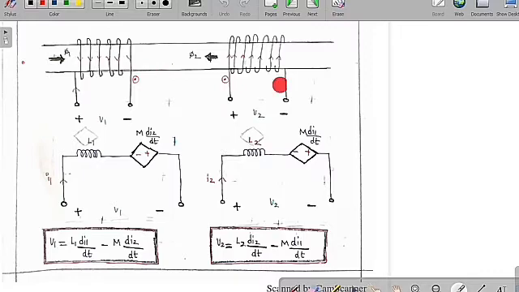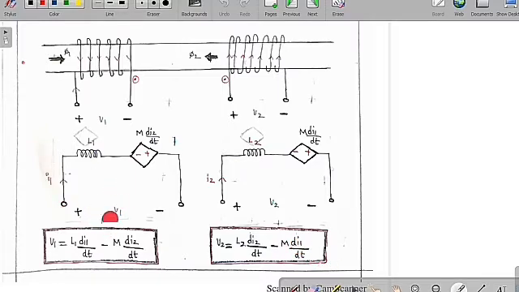So whenever these two fluxes are opposite to each other, the overall flux is going to decrease, and therefore the overall voltage drop is also going to decrease. So now we can say V1 is equal to L1 into di1 by dt minus M into di2 by dt. Similarly, V2 is equal to L2 into di2 by dt minus M into di1 by dt.